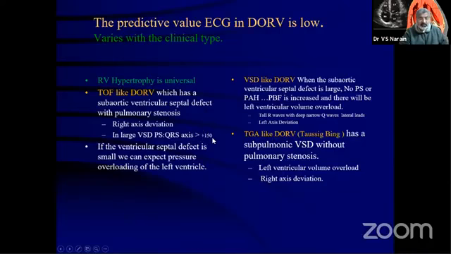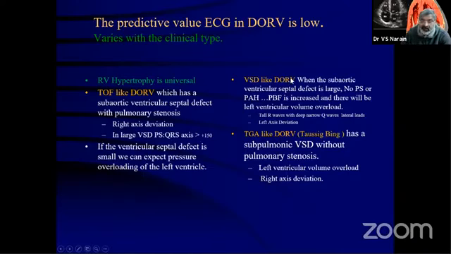If the VSD is small, we do not expect any volume load, but we expect a pressure overloading of the left ventricle, and you will have left ventricular hypertrophy. So as I said, always you will have RV, but in addition, you can have LV also, especially if the ventricular septal defect is restrictive, where you will have pressure overload of the left ventricle.